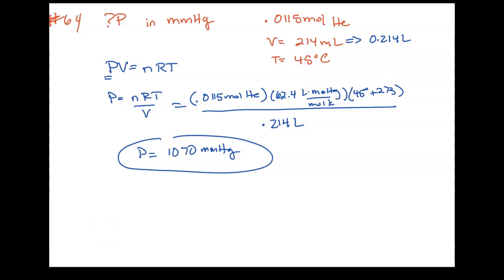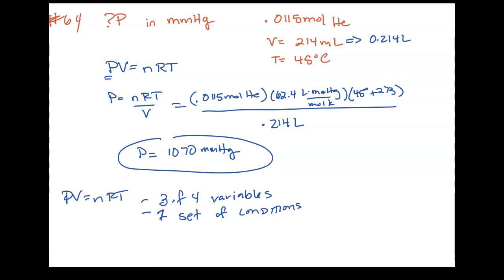So with this, you should be able to do a bunch of calculations on the homework. We use PV equals nRT when we have 3 of the 4 variables, and we solve for the remaining one. This is usually when there is one set of conditions that aren't changing. I'm going to go over next what happens when you have changing sets of conditions.